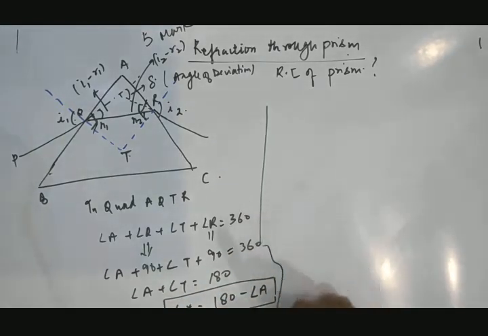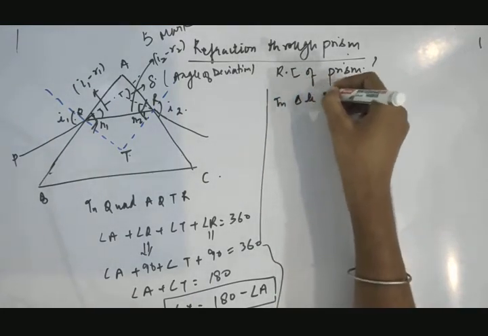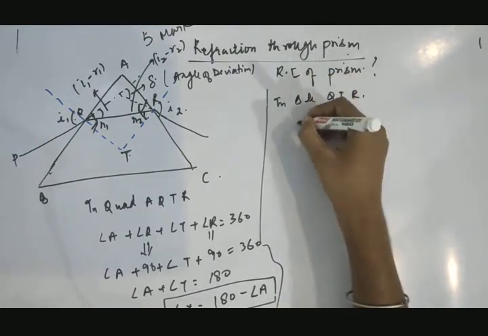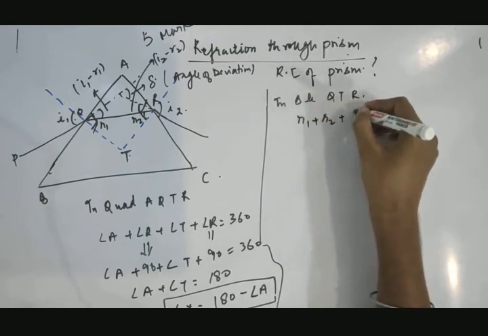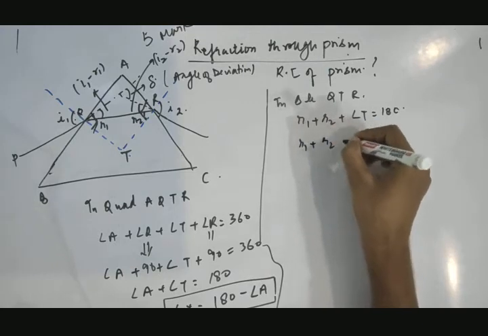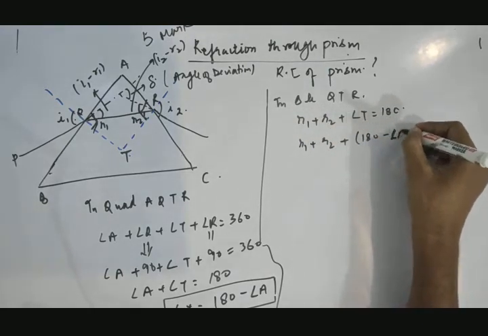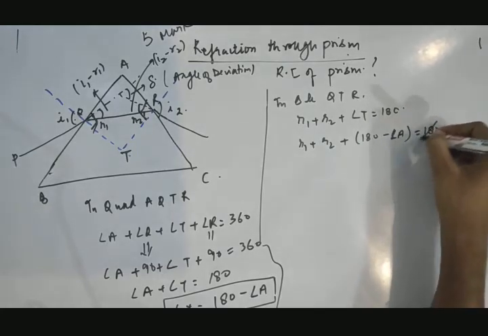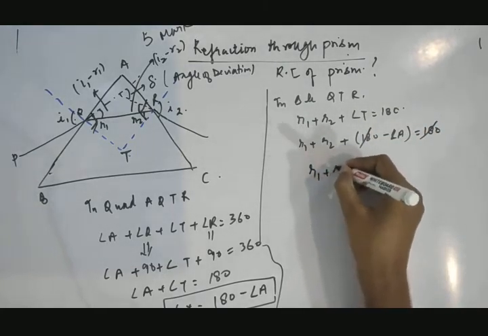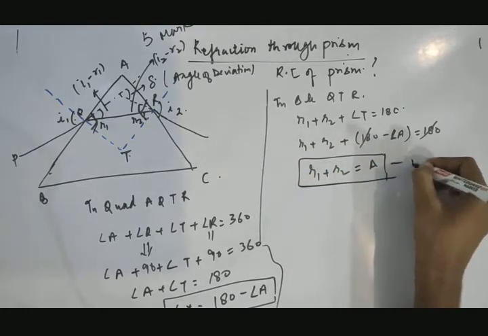Now we will proceed further. In triangle QTR, we know R1 plus R2 plus angle T equal to 180. In place of angle T we can write 180 minus angle A, equal to 180. The 180 will be cancelled out. So we know R1 plus R2 equal to angle A. This is equation number 2.